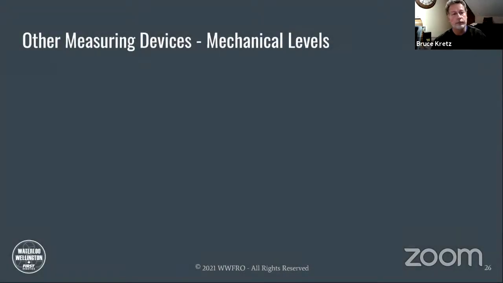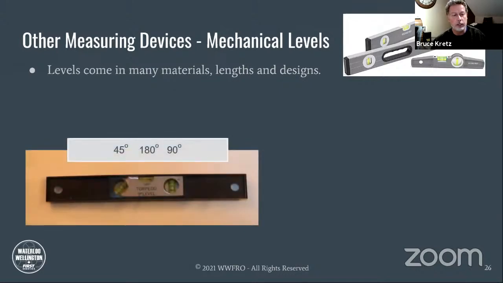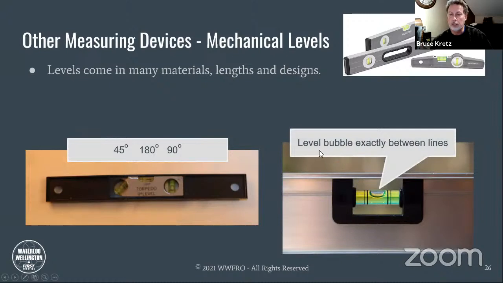Mechanical levels. Levels come in many materials, lengths, and designs. They can be made out of plastic. They can be made out of aluminum, either tubular or cast aluminum. Lots of different types and styles. Here's a torpedo level, and you can see that it has 3 different level bulbs on it, level cylinders. One at 45-degree angles, one at 180 for flat surfaces, and one at 90 degrees for vertical surfaces. The level bubble needs to be exactly in between the lines to make a level part or level assembly.